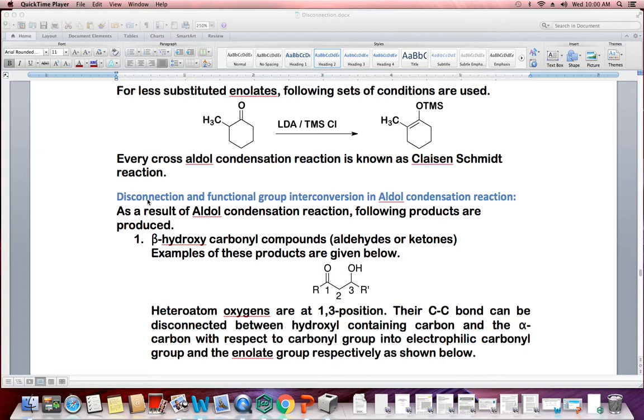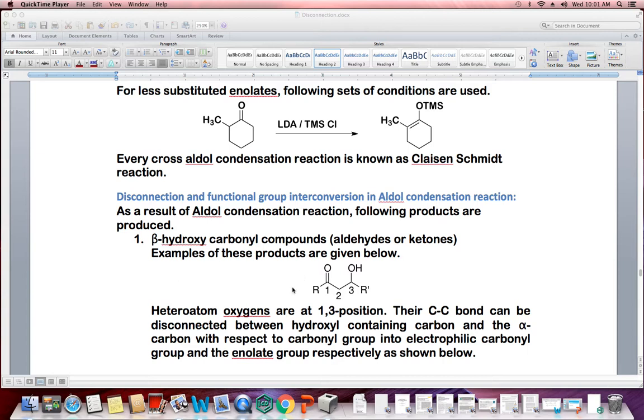Bismillahirrahmanirrahim. In today's lecture, we will discuss disconnection and functional group interconversion with reference to the aldol condensation reaction. Broadly speaking, the product of the aldol condensation reaction is beta hydroxy or 3-hydroxy aldehyde or ketones. For disconnection purposes and their functional group interconversion, we will divide these products of the aldol condensation reaction into three categories.